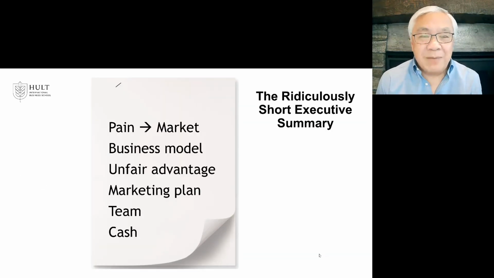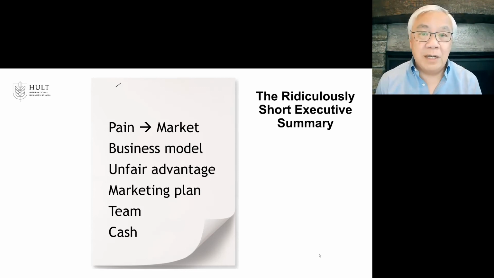All right, let's say we want to summarize our extensive work on planning into a ridiculously short executive summary. It may follow this format to convey your thoughts. First, what is the pain that you're addressing and how big is that market? And what's the business model? How do you address the need and be able to make money at it?